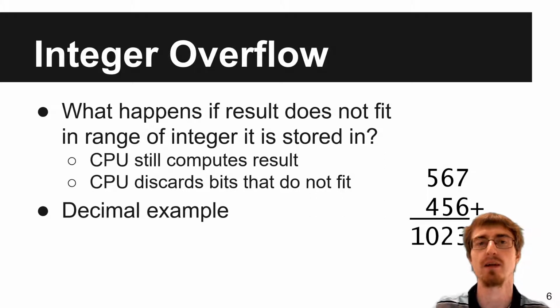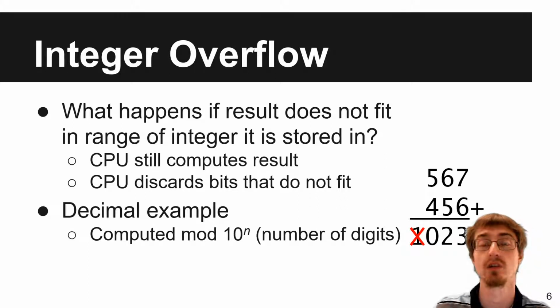So let's look at an example in decimal to see what happens. Let's say that these are actually decimal numbers that fit into integers of 3 decimal digits. Now we add 567 and 456. The result is 1023. This doesn't fit because we had only 3 digits. What do we do? Well, what the CPU would do, it discards the one at the start, because this is the digit that doesn't fit. So rather than 1023, the answer actually becomes just 23.